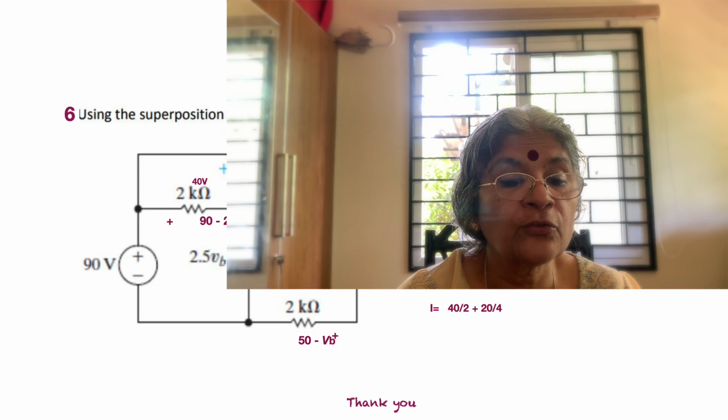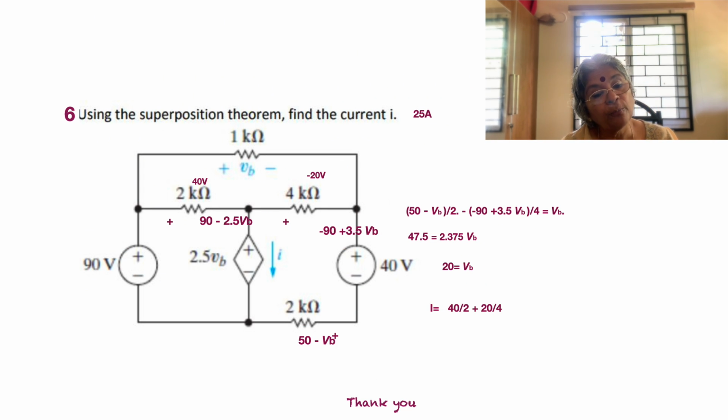So what is the voltage across the 2 kilo ohm resistor? There's 90 on one side and 2.5 VB on the other side. We have to find the difference between them, and that is going to be the voltage across the 2 kilo ohm. So 90 minus 2.5 VB gives you the voltage across the 2 kilo ohm resistor. What about the 4 kilo ohm resistor? Similarly, you can use the two voltages.